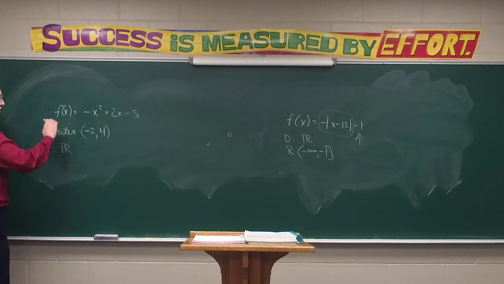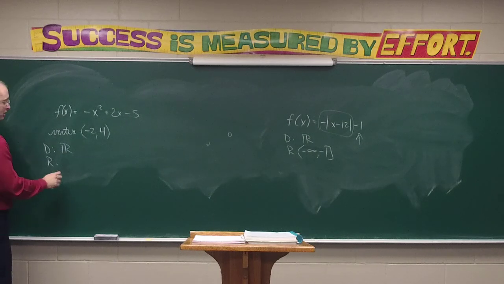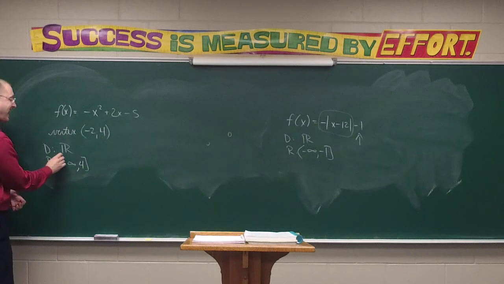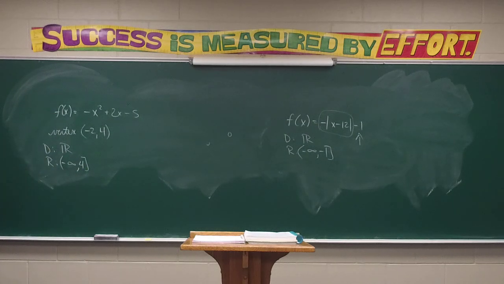All real numbers. You can plug anything you want into a quadratic, but what about the range? Negative infinity to 4. There we go, the negative infinity coming up as high as 4, but that's the highest that the parabola will come before it reverses course and goes down. Does that make sense? All right.